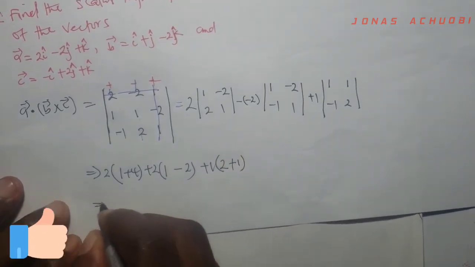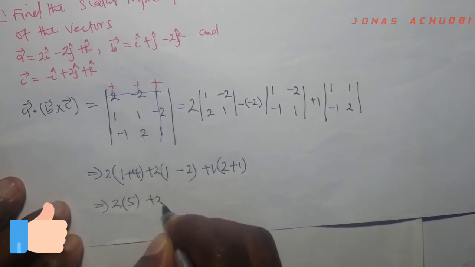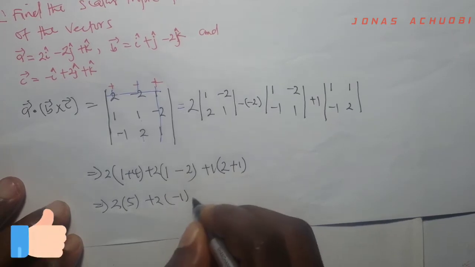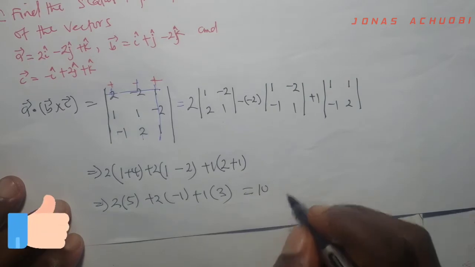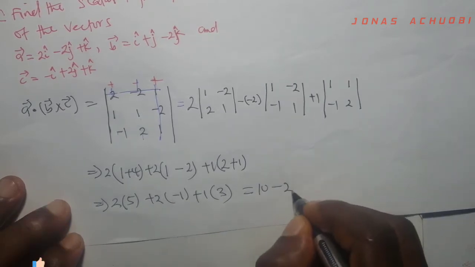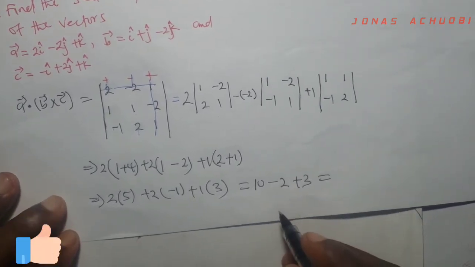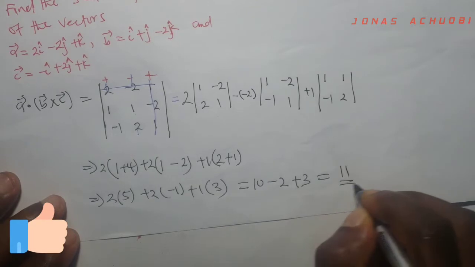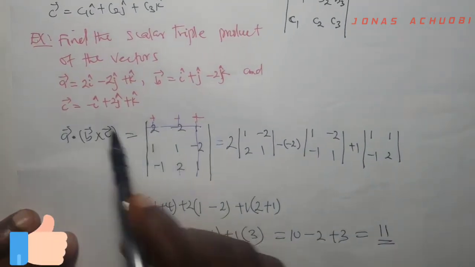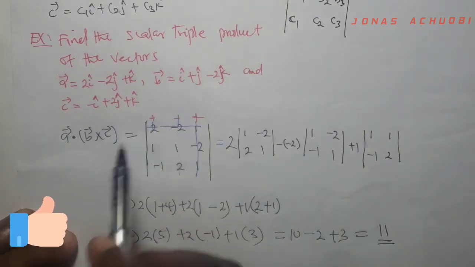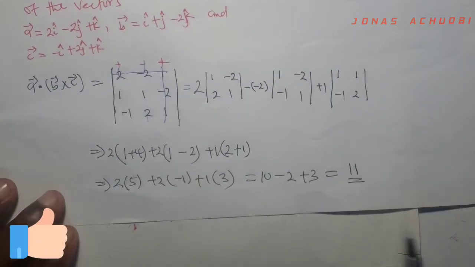So this gives us 2 times 5 plus 2 times minus 1 plus 1 times 3. So 2 times 5 is 10, 2 times minus 1 is minus 2, plus 3. So 10 minus 2 is 8, and 8 plus 3 is 11. So given three vectors A, B, and C with the components here, the scalar triple product A dot B cross C is equal to what? 11.